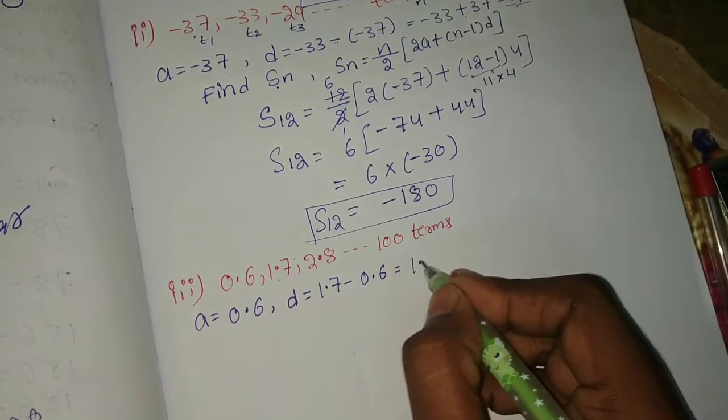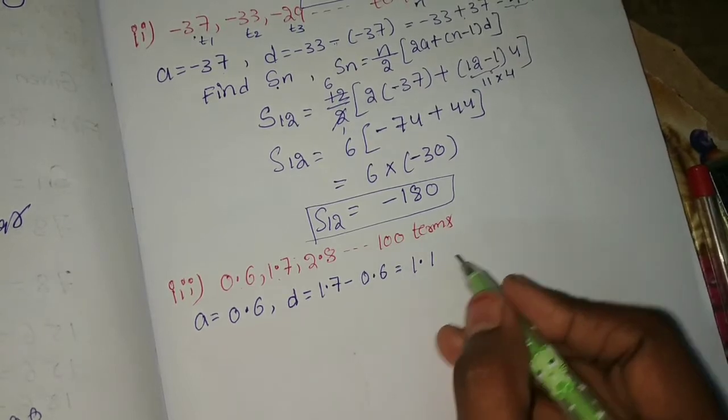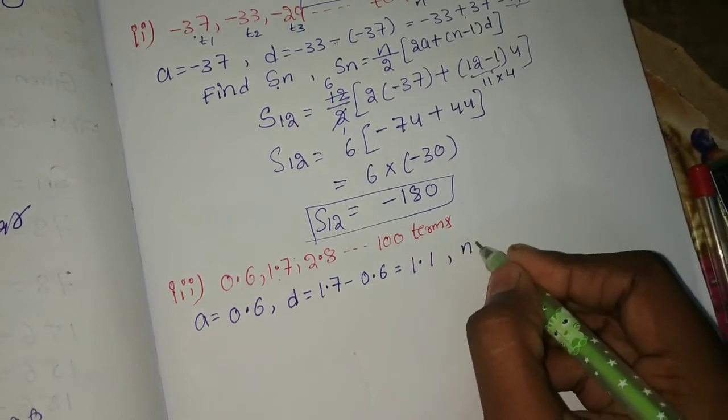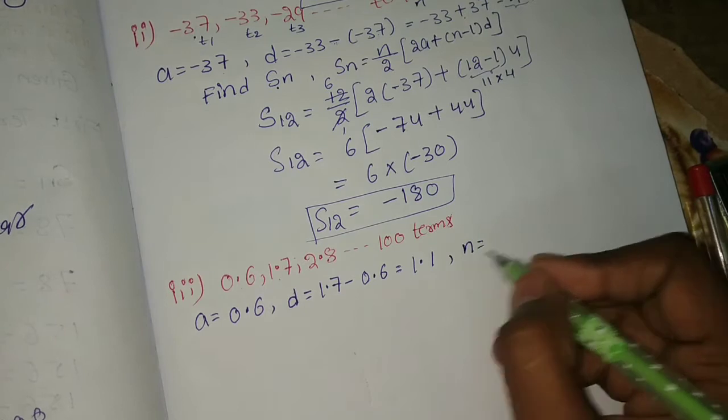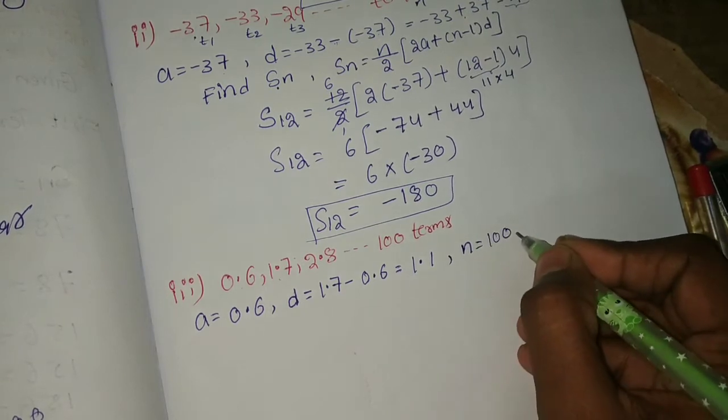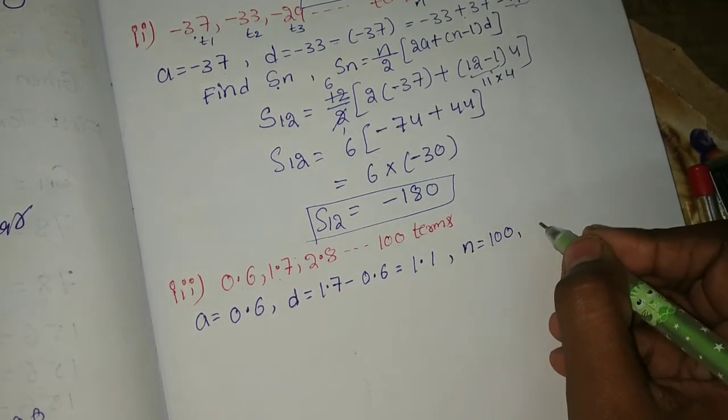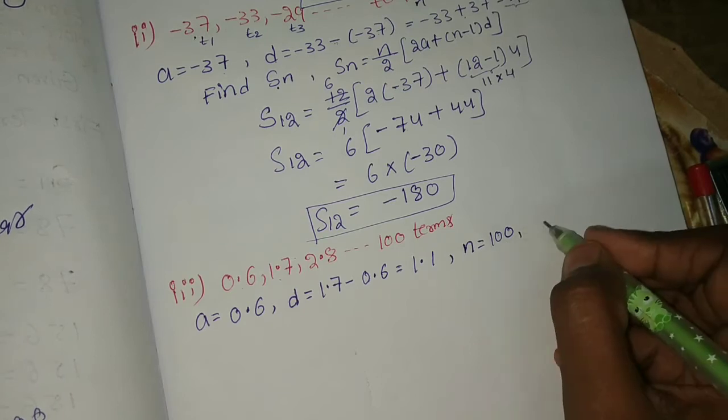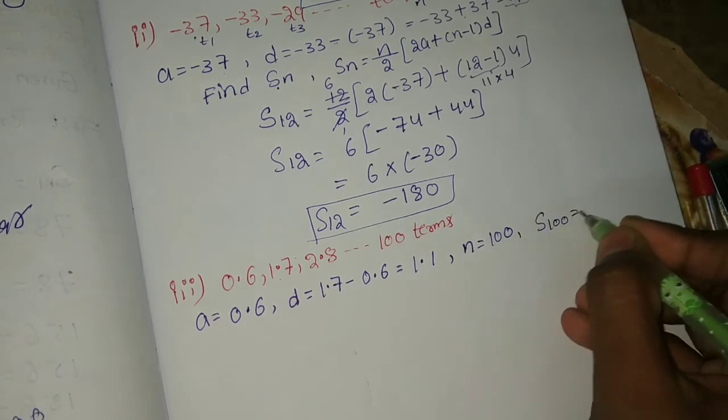D is equal to 1.1. Subtract this. So n is equal to what? How many terms are there? Number of terms, that is 100. What we need to find? We need to find the sum of 100 terms, that is S100 is equal to what?